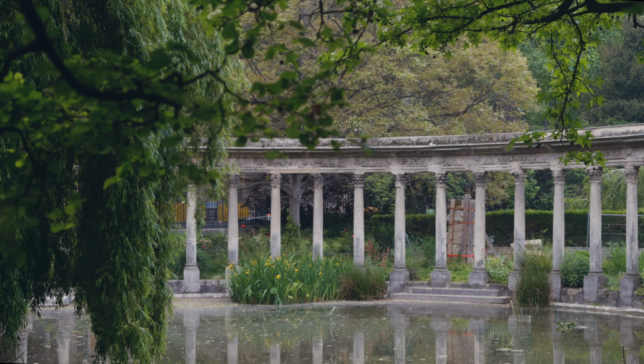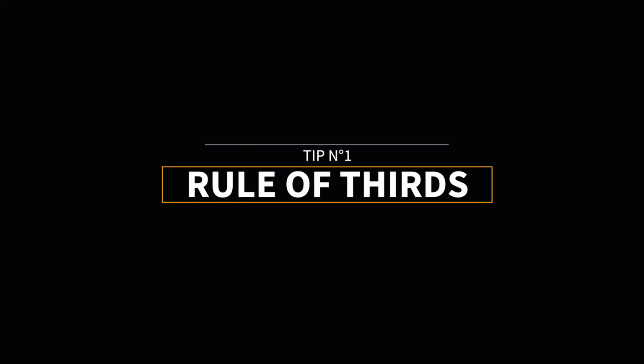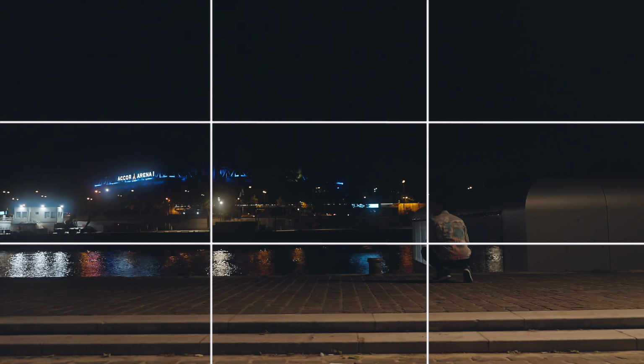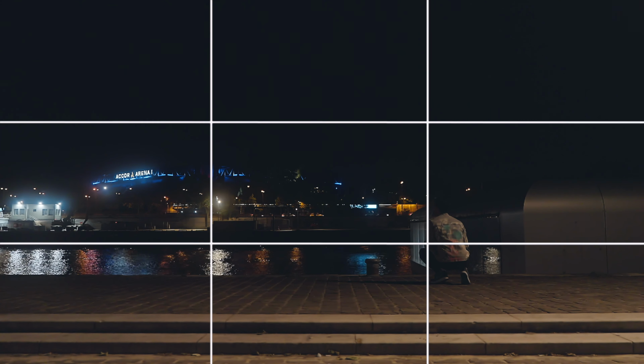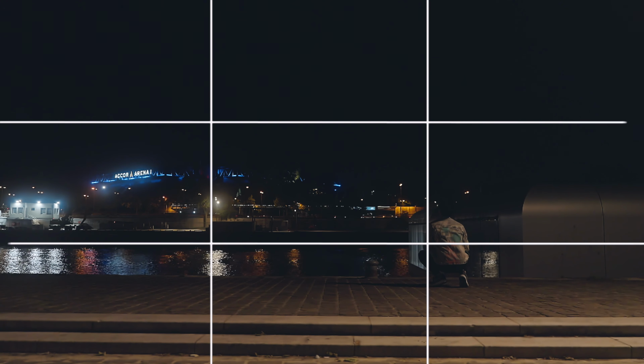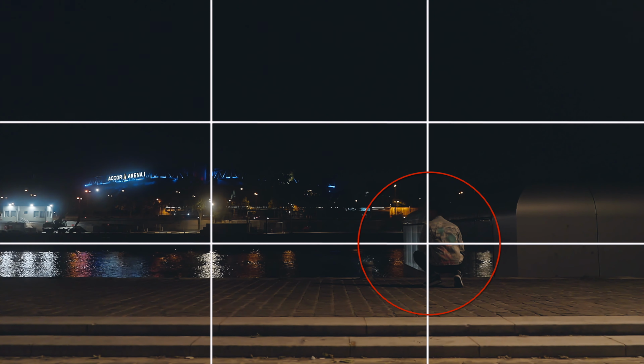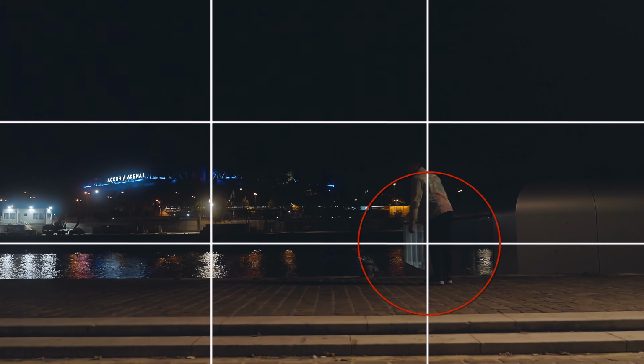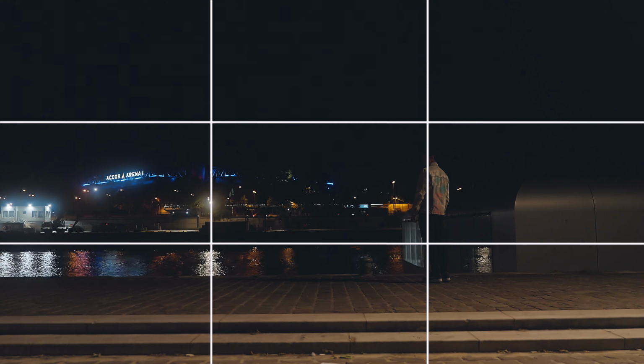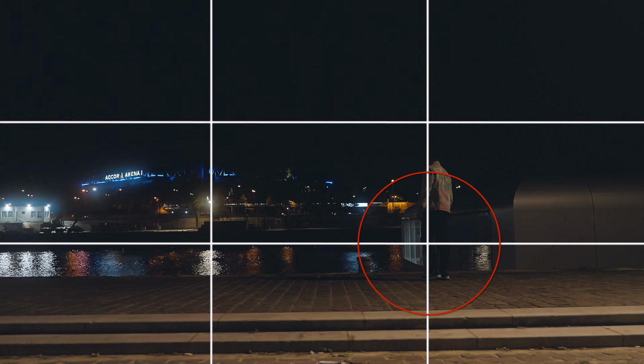Tip number 1, use the rule of thirds. The rule of thirds is a guideline for framing your shot where you imagine dividing the frame into thirds both horizontally and vertically. The points where these lines intersect are known as the points of interest, and placing your subject at one of these points can create a more visually appealing and balanced shot.